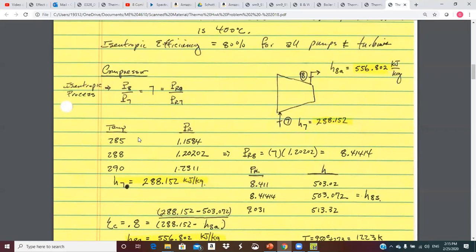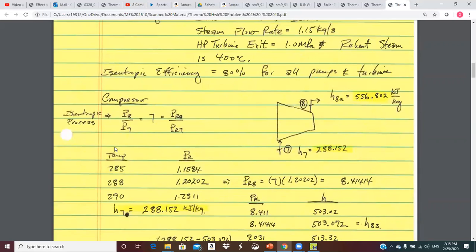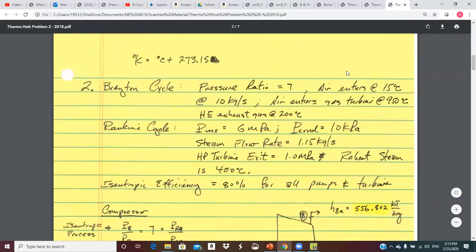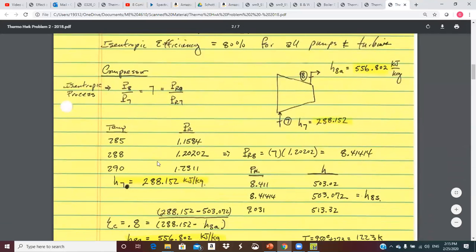And so you see here at this first state where we're 15 degrees C, but the table is in Kelvin. And so 273 and 15 is 288. And so here I am interpolating. At 285, it's 1.1584. At 290, it's 1.2311.